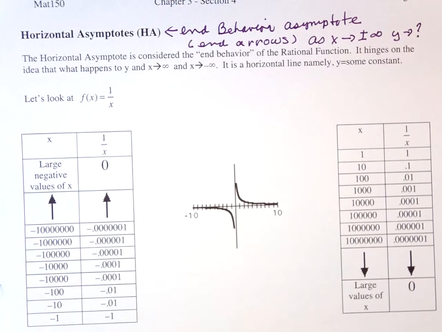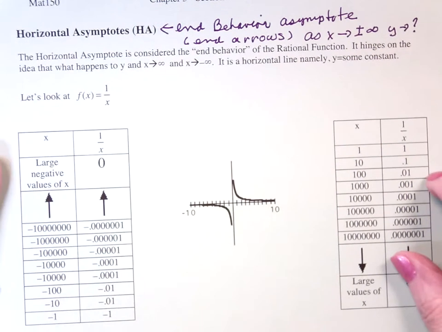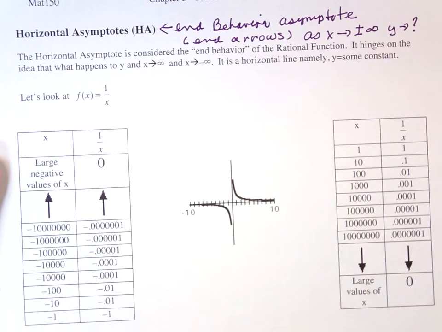With polynomials, it's top, top, bottom, bottom, bottom, top, top, bottom. With rational functions, it's going to be a little different. You're going to have multiple types of end behaviors.